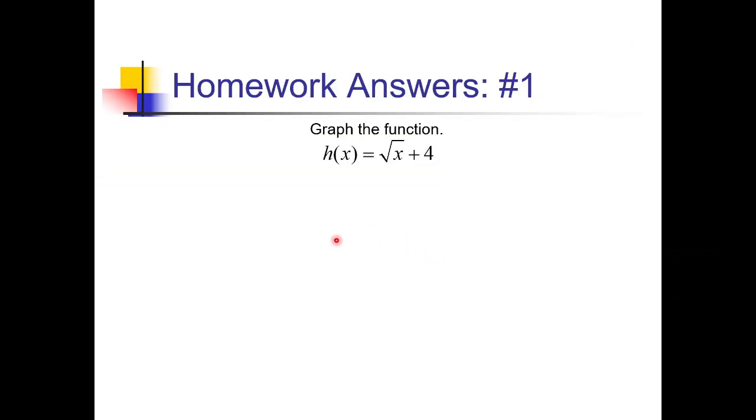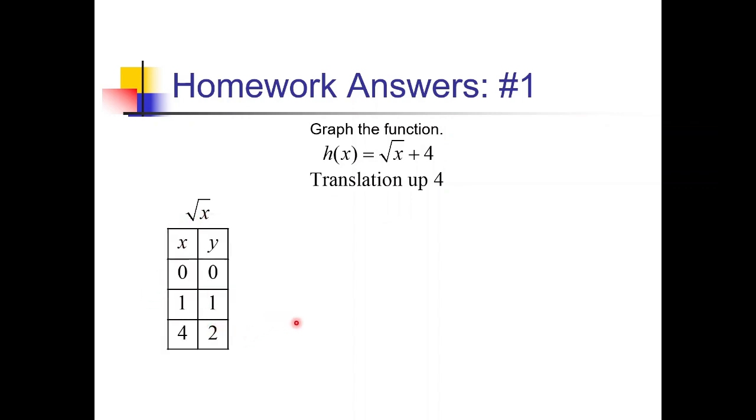For this problem, we're trying to graph the h function, so I'm going to start by figuring out what type of transformation this is on the original radical x function. We have a plus 4 outside. That means this is going to be a translation of up 4. So my original parent table for square root of x is going to be 0, 0, 1, 1, and 4, 2.